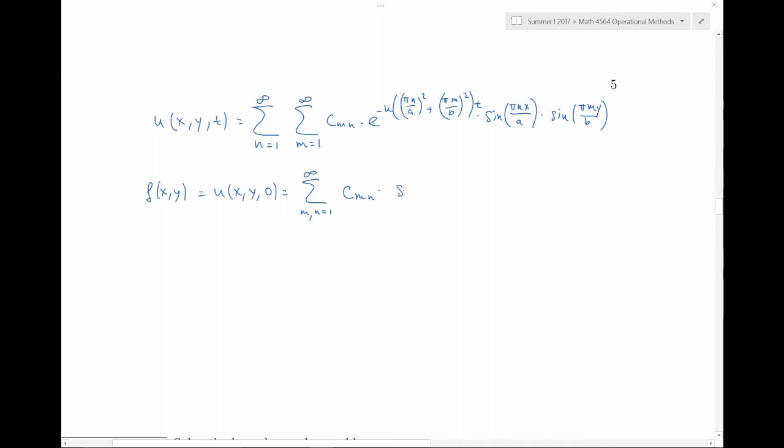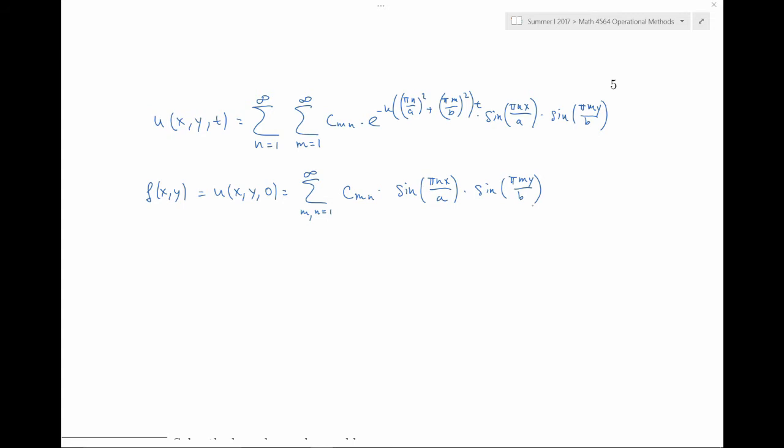Times sine of pi n x over a times sine of pi m y over b. So, what if I want to figure out the constant Cmn where m is, say, 3 and n is 5? Well, I should multiply by sine of 3 pi y over b, and then when I integrate, it will get rid of all the other sines with y except for m equals 3.